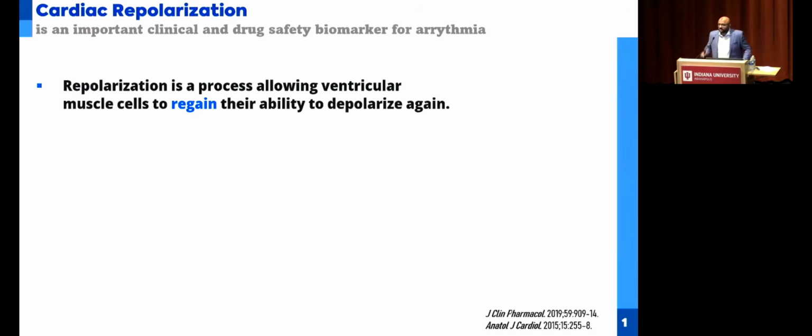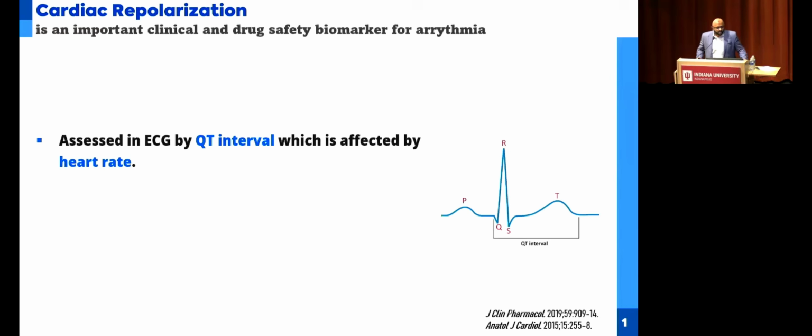At the beginning, I will just give some background for those who may not be aware of cardiac repolarization. It is a process that allows the ventricular muscle to regain its ability to depolarize again. It's a very important clinical and drug safety biomarker for arrhythmia. It is commonly assessed in the EKG by measuring the QT interval, as you can see in the figure on the right. But it's very well known that QT is impacted by heart rate. A higher heart rate will lead to a shorter QT interval.